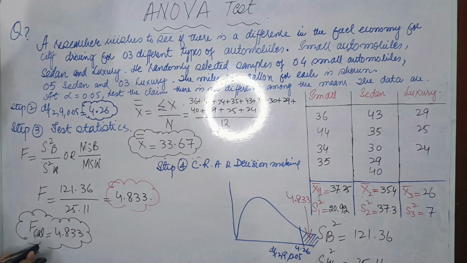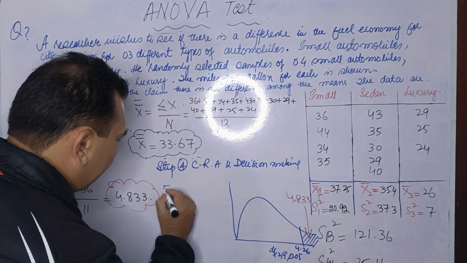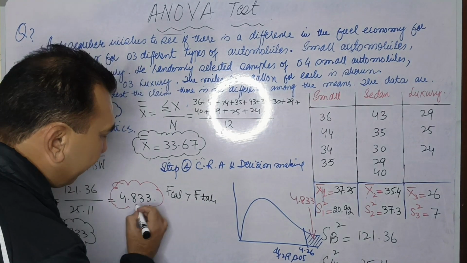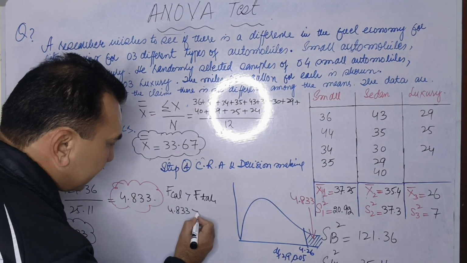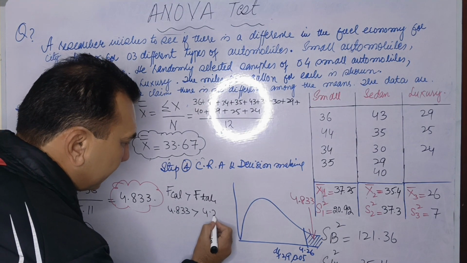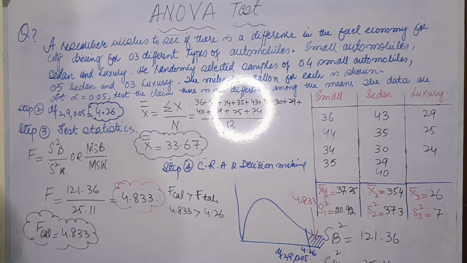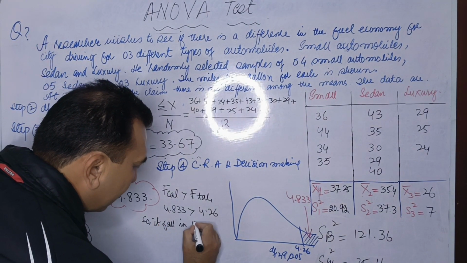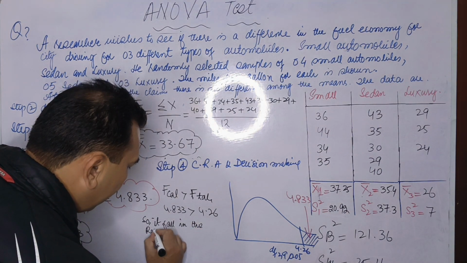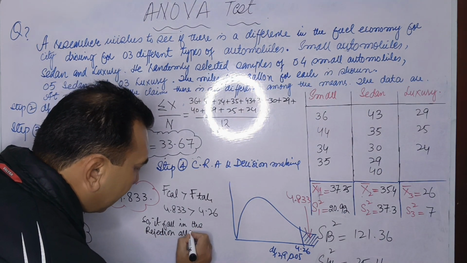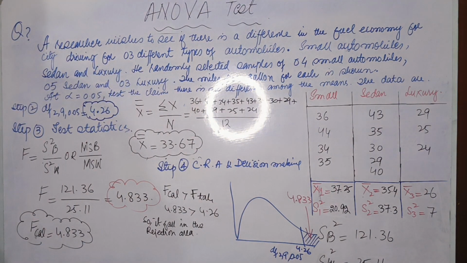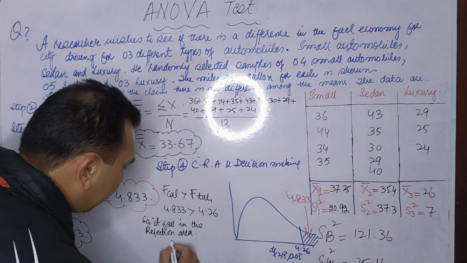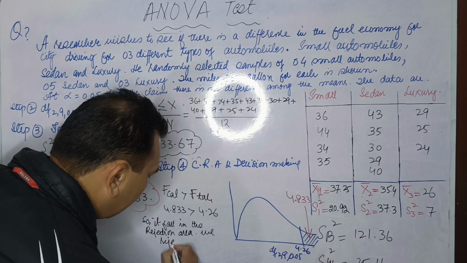As we learned, when the F calculated value is greater than the F tabulated value, the F calculated value of 4.833, which is greater than the F tabulated value of 4.26, falls in the rejection area. Hence, when it falls in the rejection area, what decision do we take? We reject the null hypothesis.